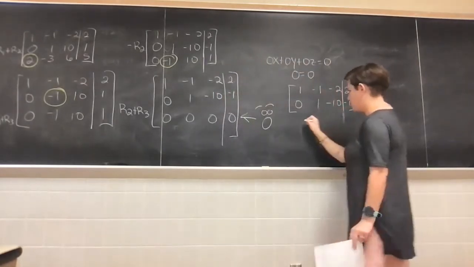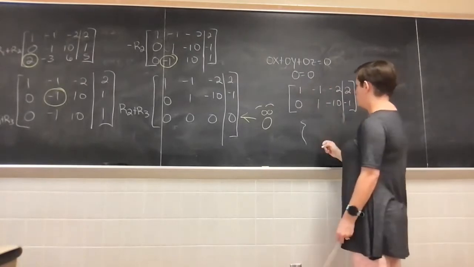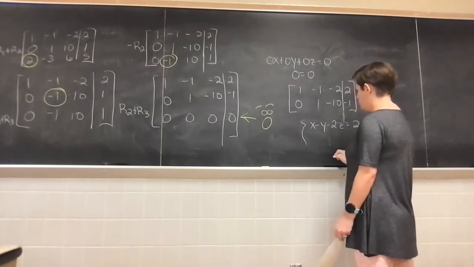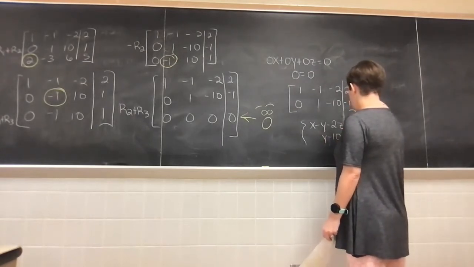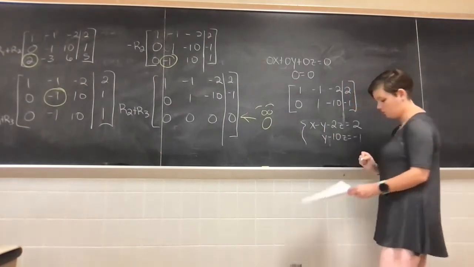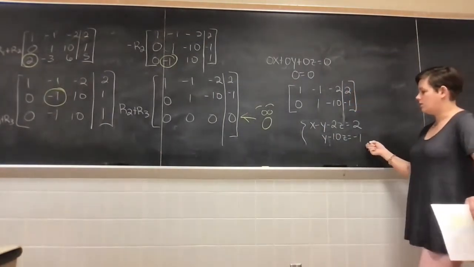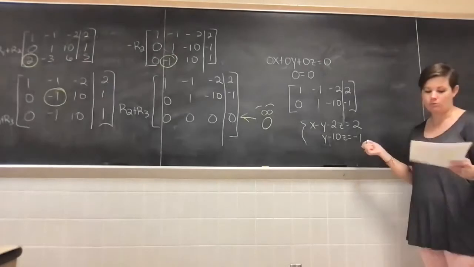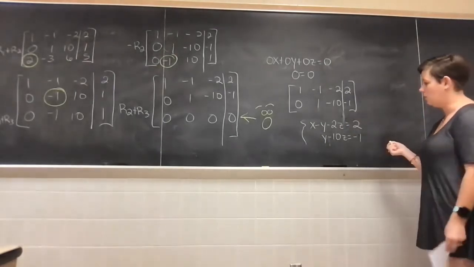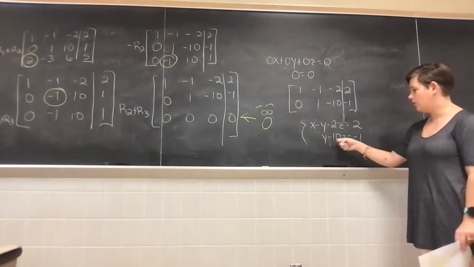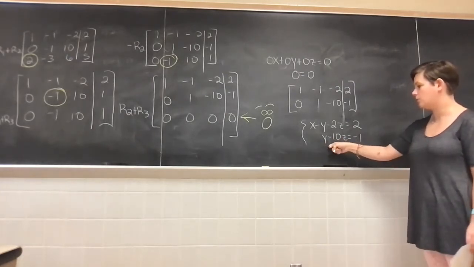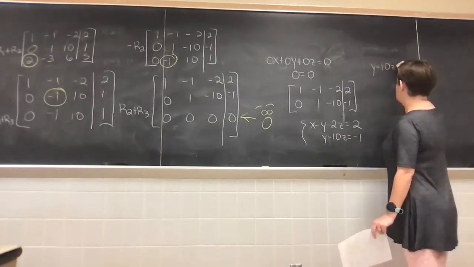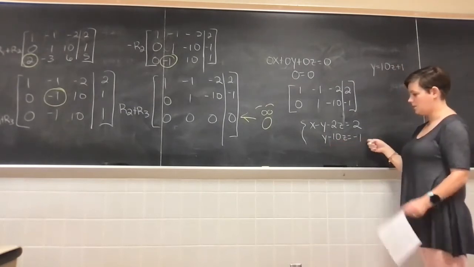So let's write our new system from this. So this says x minus y minus 2z equals 2. And y minus 10z equals a negative 1. So before, when we've done Gaussian elimination, we get all the way down to where z equals a number, and then we just back substitute, right? Well, that's not quite what we get here, but it's pretty close, because we have 2 variables now. So we can solve in terms of our y. We can say y equals 10z plus 1. All I did was add my 10z over.